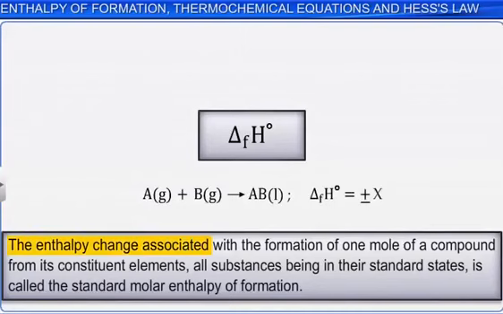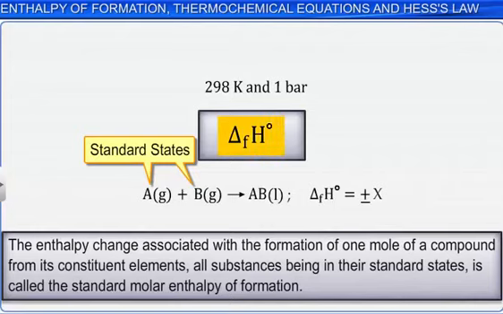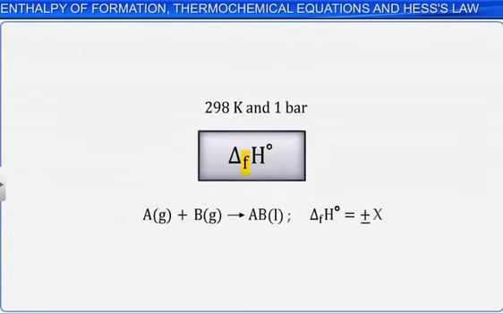The enthalpy change associated with the formation of 1 mole of a compound from its constituent elements, all substances being in their standard states, that is, at 298 Kelvin and 1 bar pressure, is called the standard molar enthalpy of formation. It is represented as ΔfH⁰. The subscript f indicates that 1 mole of compound has been formed in its standard state from its elements in their most stable states.